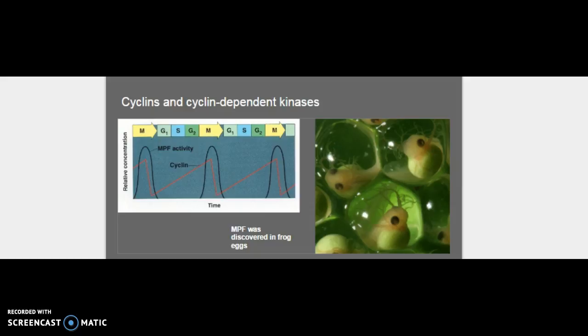MPF allows a cell to enter the M phase from the G2 checkpoint. MPF initiates the beginning of mitosis by releasing different proteins. MPF contributes to the cell cycle by aiding in condensing chromosomes and forming spindles in the prophase.